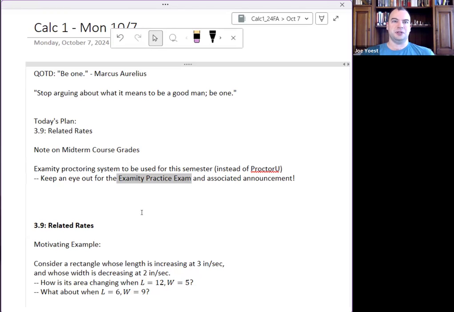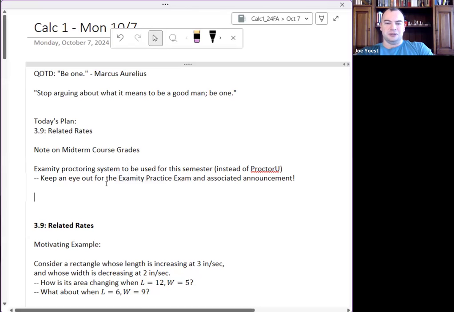It's not meant to be an assessment of how well you know the material, or an academic assessment. It's really just for you to practice the tech and make sure all the tech is working right, that you've got the Examity account set up and everything before it comes time for the actual midterm exam. So keep an eye out for that exam to be posted and for the announcement to come out.